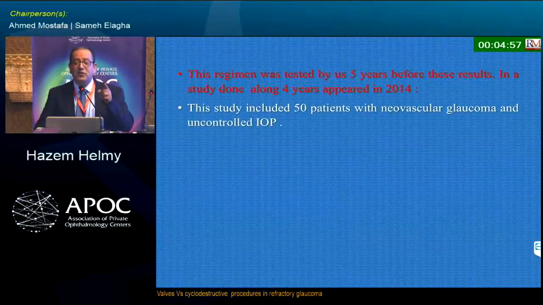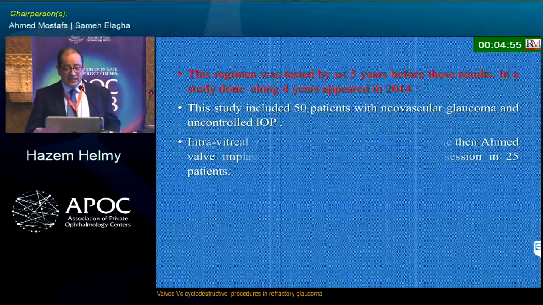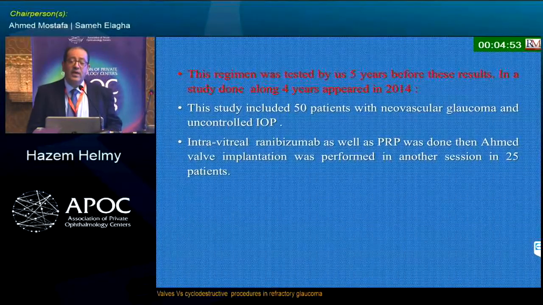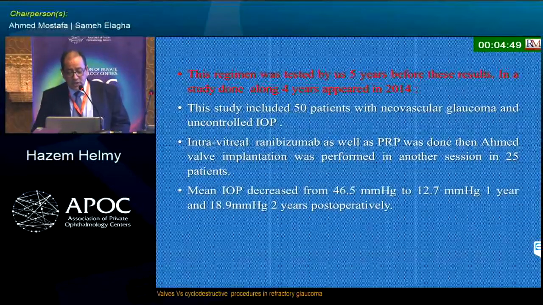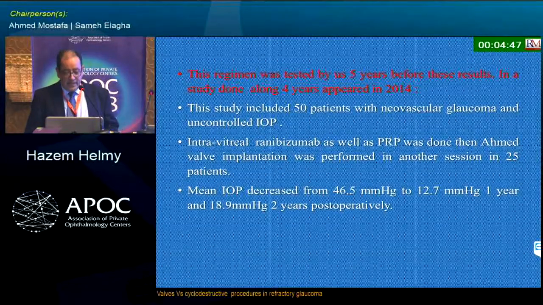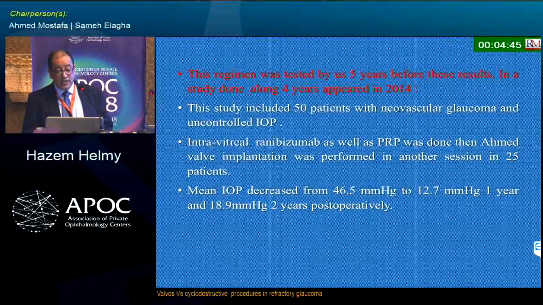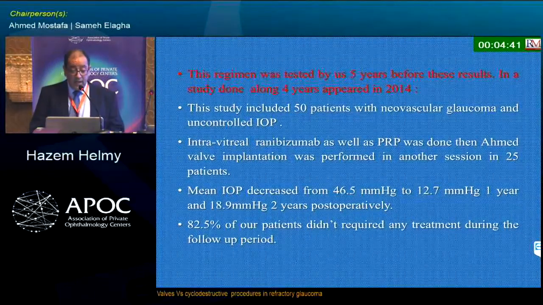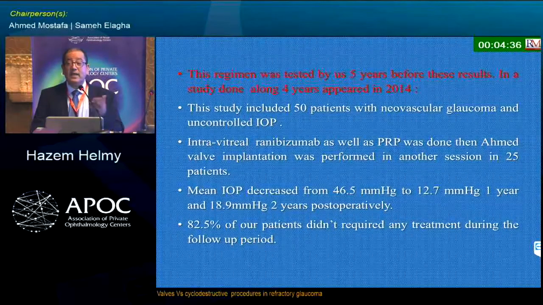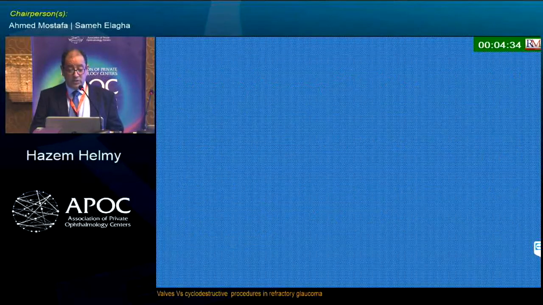لقينا حتى الترابيكلاكتومي بتنجح، ولقينا ان الترابيكلاكتومي بتقرب من الفالف طالما انا بتريت الكوز بتاع النيوفاسكولارايزيشن عن طريق ان احنا بنحقن الانتي فيجف. لقينا التنشن نزل من 46 ل 12 و7 والماسك بي ار بي في سنتين، ولقينا ان 82% من الناس حتى بقوا مش محتاجين تريتمنت خلال 24 شهر.